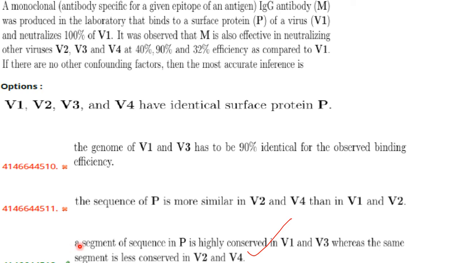Then last option. A segment of sequence P is highly conserved in V1 and V3, whereas the same segment is less conserved in V2 and V4. So yes, because that is why V1 and V3 are getting neutralized at 100% and 90% neutralization activity is shown, whereas V2 and V4 only 40% and 32% efficiency is shown. So segment P is highly conserved in V1 and V3, whereas the same segment is less conserved in V2 and V4. So the answer here is option 4.